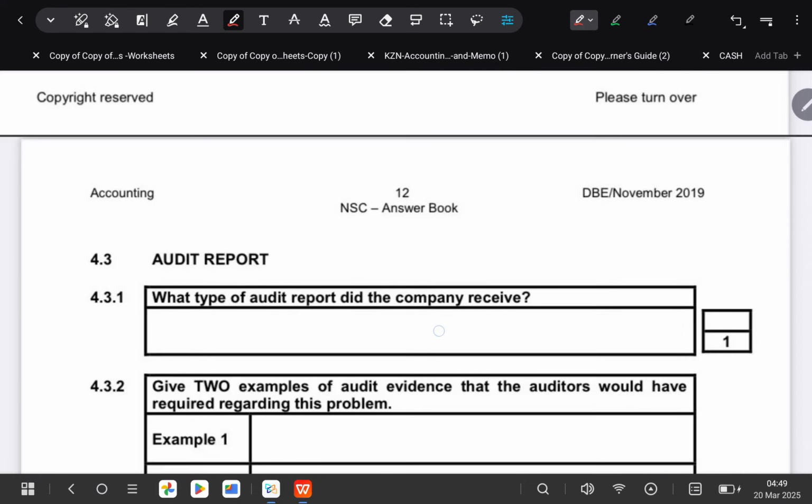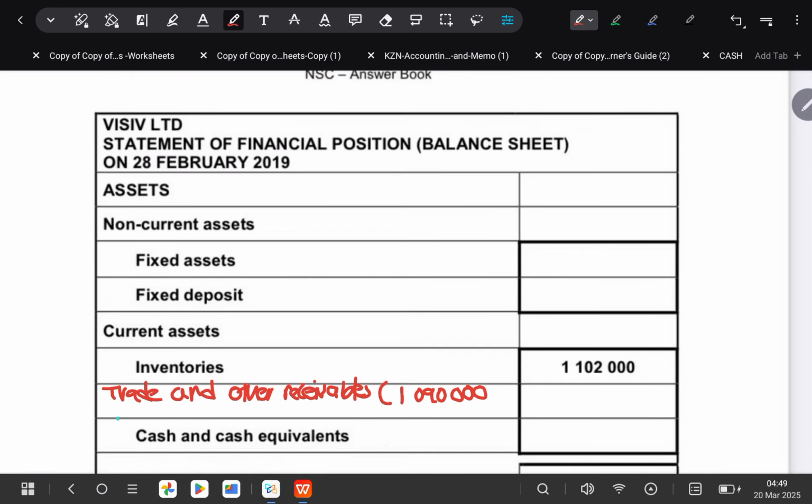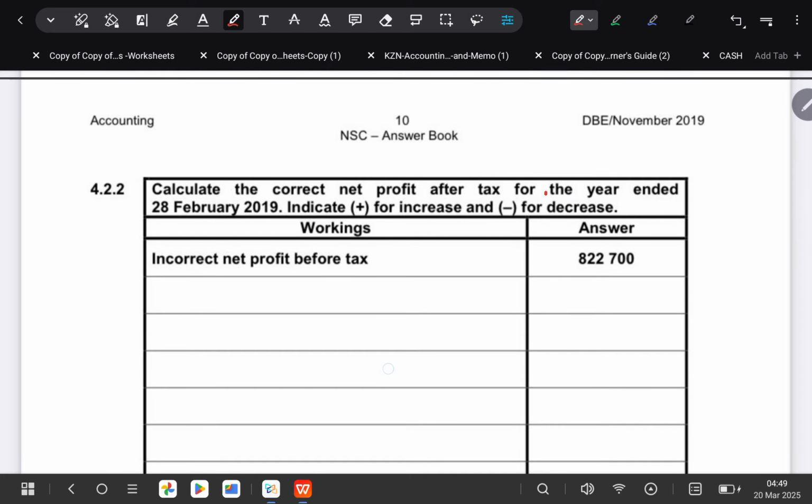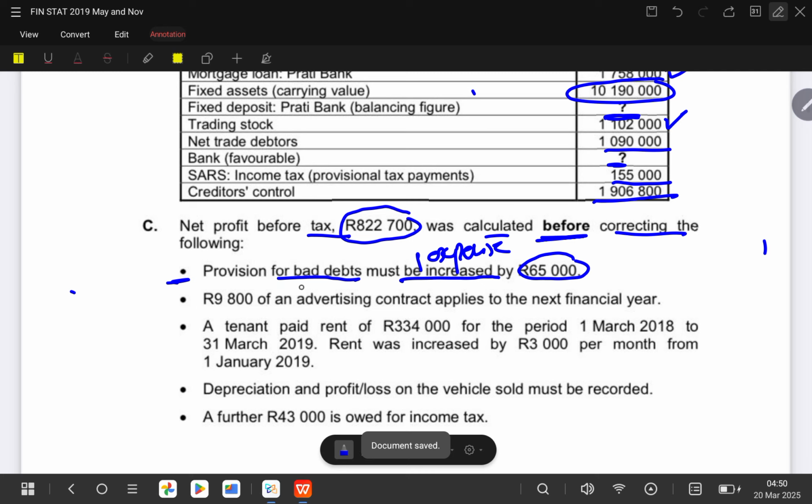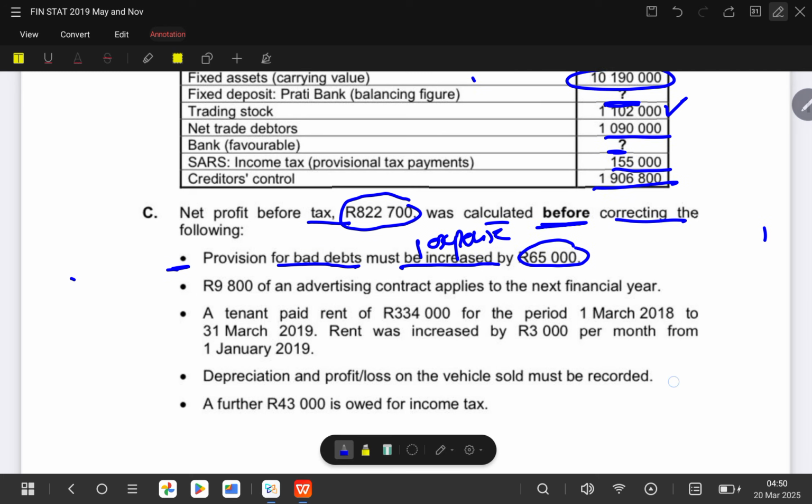So we're going to say provision for bad debts adjustment is going to come here. That 65,000 is an expense, so it will reduce our net profit. Let's read it again. Remember, they said provision for bad debts must be increased, so our expenses will naturally decrease our net profit if they were not recorded.